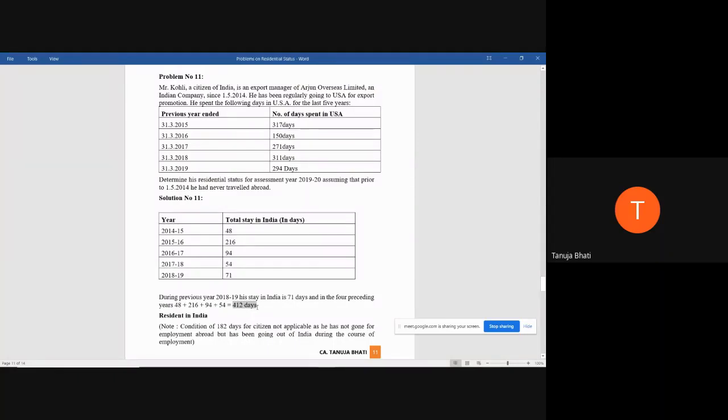What is the second basic condition? His stay in India during the 4 years should be 365 days or more, and in the previous year it should be 60 days or more. At least 60 days means 60 days or more. So he is satisfying the second basic condition. Now, if he's satisfying any of the basic conditions, he becomes a resident. So therefore, he is a resident in India.